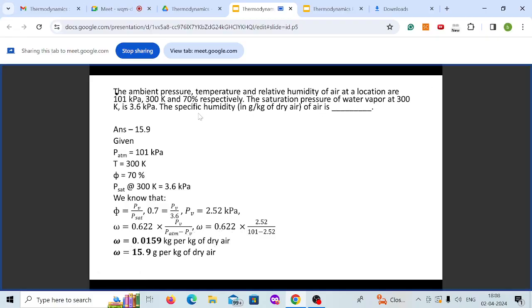Here the specific humidity is asked in grams per kg, so you should be careful. Omega here is 0.0159 in kg per kg. You have to multiply by 1000, which becomes 15.9 grams per kg of dry air.